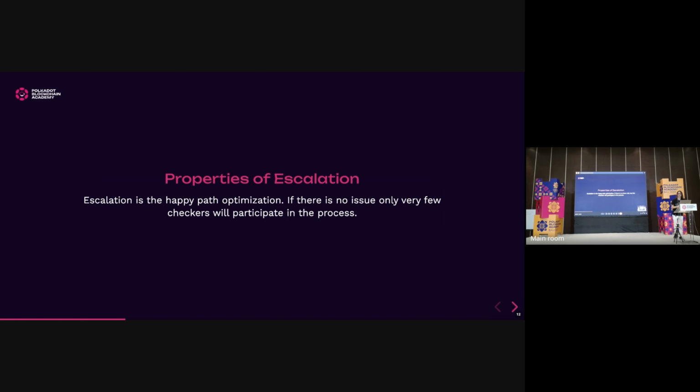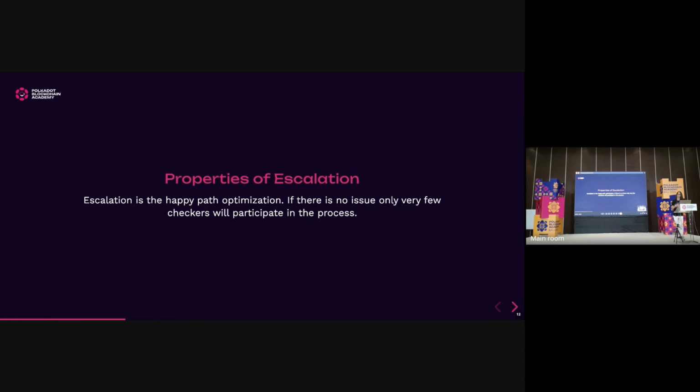And escalation is the happy path optimization. In most cases, everything is okay. Most parachain blocks, if not all, are generally correct. There's nothing wrong with them. So if there is no issue, only very few checkers are actually necessary. So this solution is incredibly efficient in the real world where the fraud is relatively rare, especially in places like that.